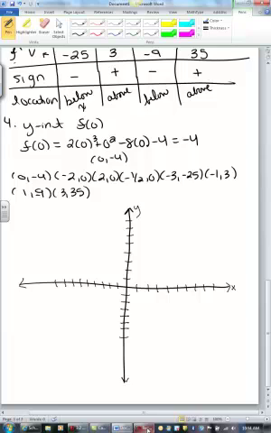Sorry about that. Okay, so now what we're going to do is we're going to put in our important points. So we've got the point 0, -4. We've got the point -2, 0, 2, 0, and -1/2, 0. This is not a point.